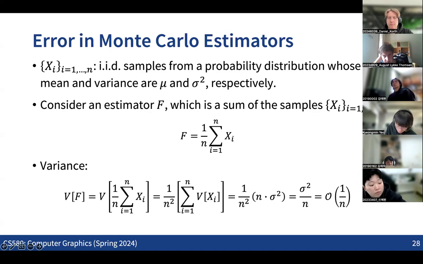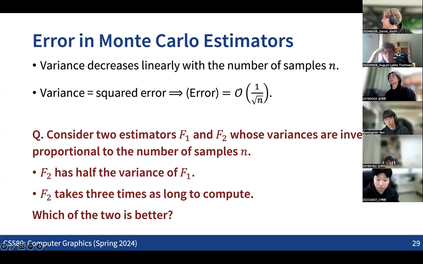Is it clear? So the variance of the estimate becomes inversely proportional to the number of samples, which means the variance decreases linearly when you increase the number of samples. Since the variance is the square of the error, we can also say that the error is proportional to 1 over the square root of the number of samples, which is quite a slow convergence rate.